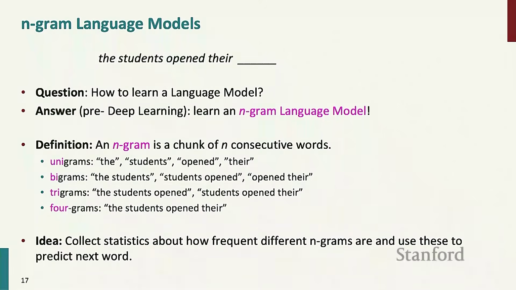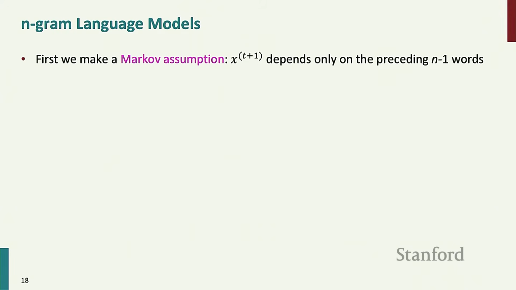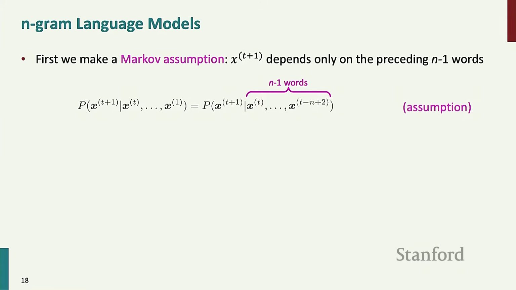So to build these models, the idea is, look, we're just going to count how often different n-grams appear in text and use those to build our probability estimates. And in particular, our trick is that we make a Markov assumption so that if we're predicting the next word based on a long context, we say, tell you what, we're not going to use all of it. We're only going to use the most recent n-1 words. So we have this big context and we throw most of it away.